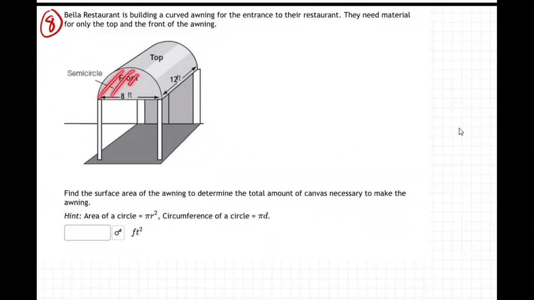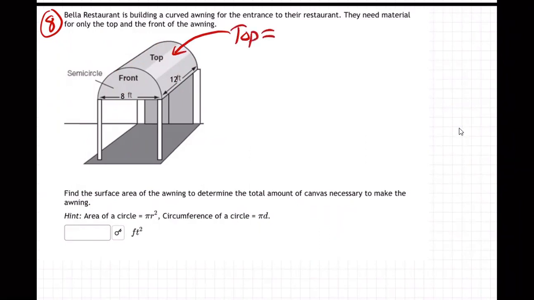So we've got this half a circle front for the awning. And then we have this top material, which goes all the way around. There's nothing needed back here because that goes up against the wall. So we just need the front and the top surface area. Well, how are we going to do it? Well, we're just going to add those together, aren't we? We just got to do them one at a time. So let's start with the top.